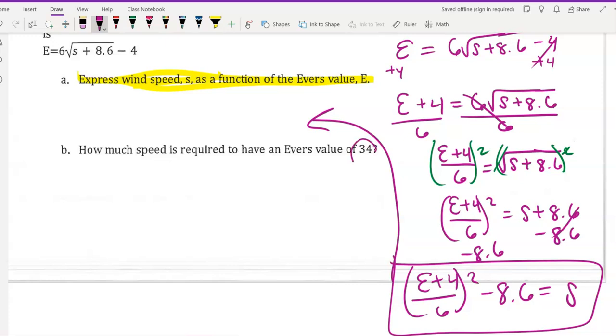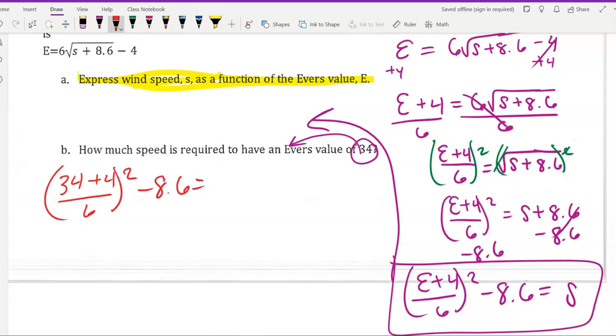So we could plug 34 in for s, for e, sorry. So we have 34 plus 4 over 6 squared minus 8.6. Put that in your calculator. 38 divided by 6, square it, minus 8.6. All right, it's approximately 31.51, approximately.